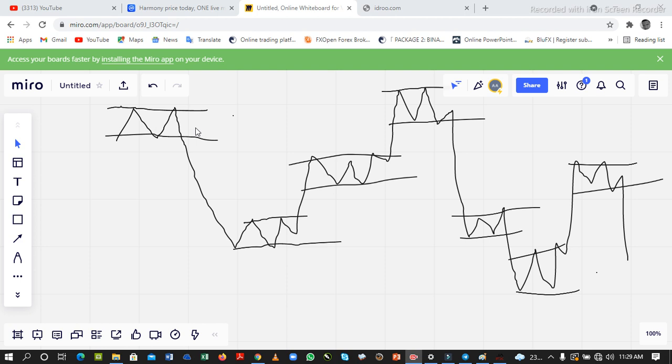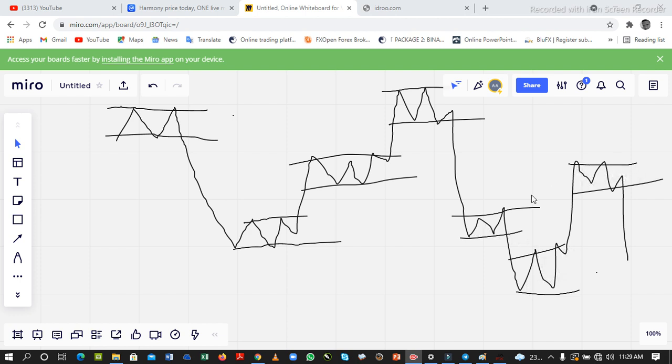You begin to look out for entry. You see this pattern in your 4-hour chart, you begin to look out for entry. Any day you see this formation in your 4-hour chart, that's the day you trade.